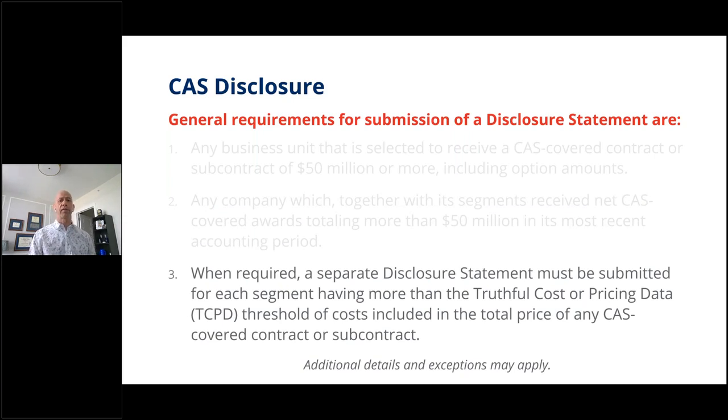Note that when it's required, a separate disclosure statement must be submitted for each segment having more than the TCPD threshold of cost included in the price of any CAS-covered contract or subcontract. So go back to my statement a moment ago about that large company. They will have intercompany transactions, multiple divisions, and multiple CAS segments participating in a contract. If that's the case, then they have to have a separate disclosure statement for each of those segments that are over that TCPD or $2 million on any of those CAS-covered contracts.